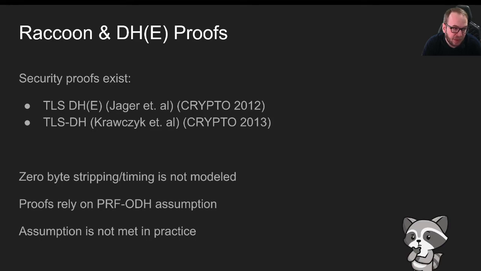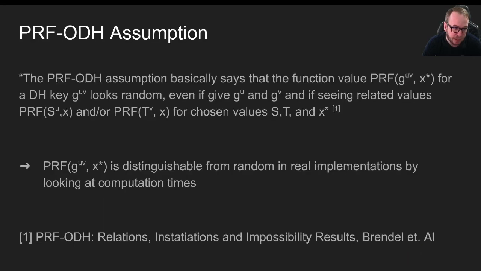The problem is that they did not model the byte encoding, and those proofs also did not model timing. That is not a problem with these proofs specifically, but a problem with all our proofs. None of our proofs actually do this. And the PRF-ODH assumption, which they both relied on, is actually not met by those implementations in practice.